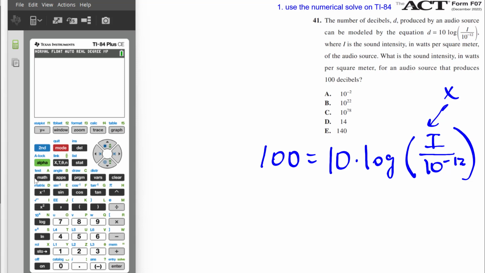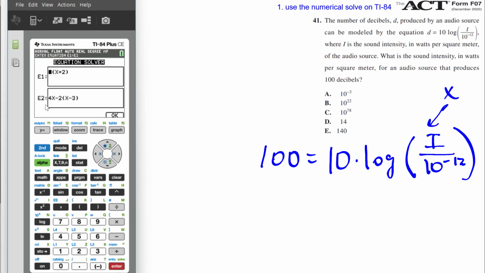So to access the numerical solve, you press Math and press the up arrow to get to the very bottom because it's the last one in the list there. So I'll press Enter on Numerical Solver. There's already been an equation there before, expression 1, E1, and expression 2, left and right-hand sides. So I'll clear what's in expression 1 and type in the left side, which is 100.